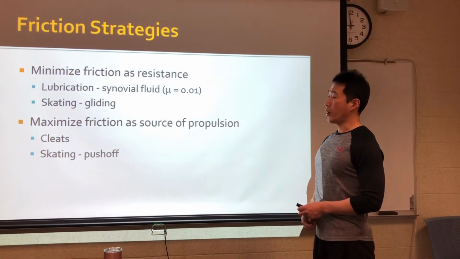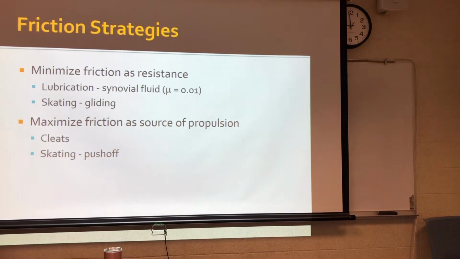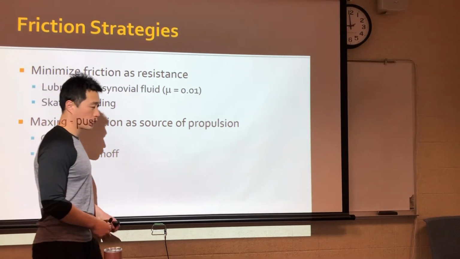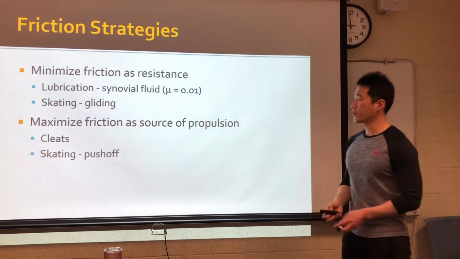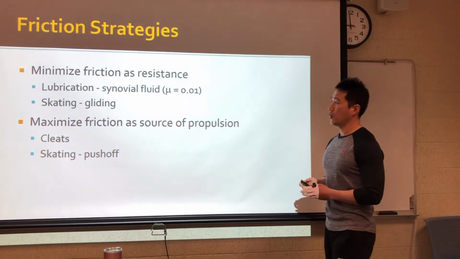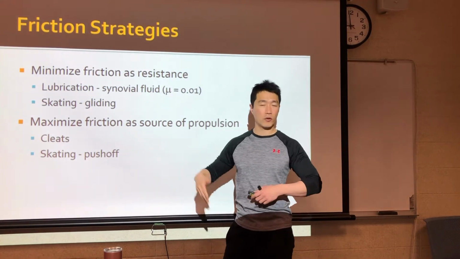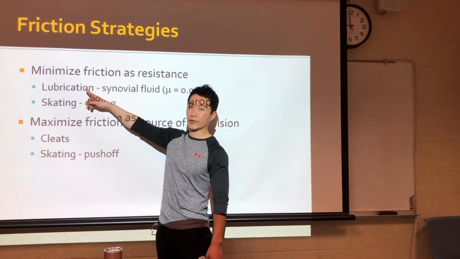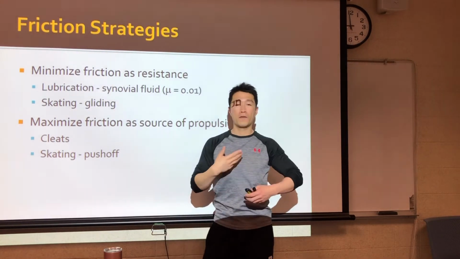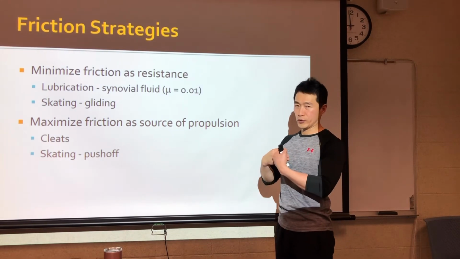And then friction strategy. There are different friction strategies. Sometimes you have to minimize friction. Sometimes you have to maximize friction, depending on the situation. So minimize friction as a resistance. For example, in the synovial joint, for example the knee joint, we have synovial fluid in it, which will serve as a lubrication. This is for reducing friction between the bones in the knee joint.